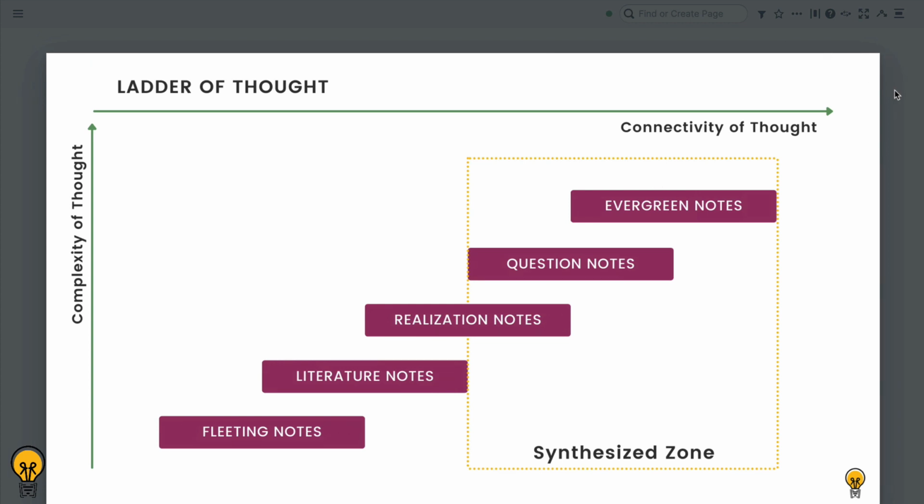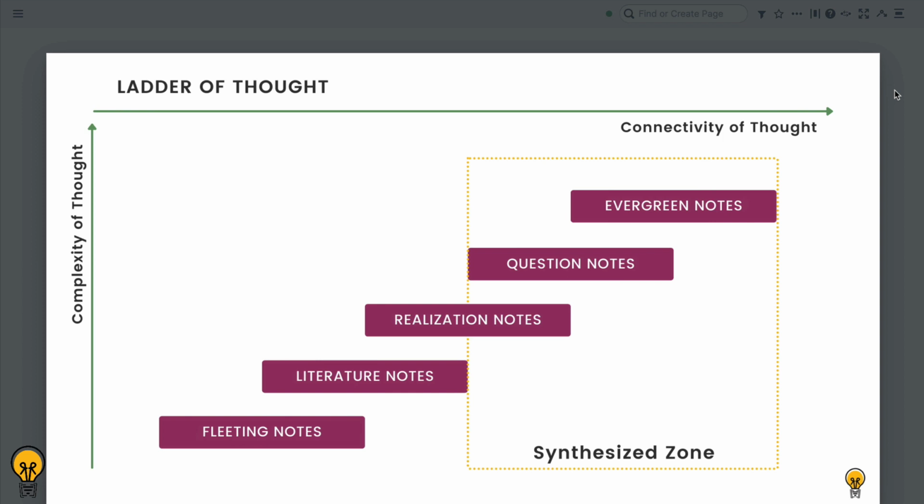So what we are doing during the synthesize process is we are both progressing through as well as documenting our ladder of thought, is what I've called it. We have already reviewed the types of notes, the fleeting notes, literature notes, realization, question, and evergreen notes during the note type blocks, the block type video. During this video, you're going to see these in action and really understand why they are separated into separate notes.